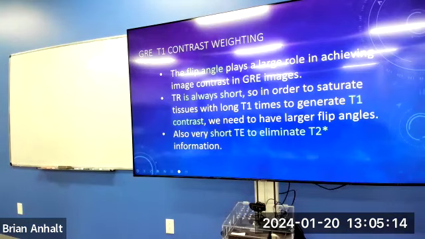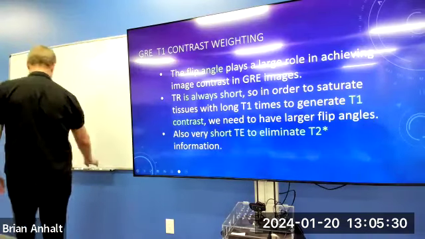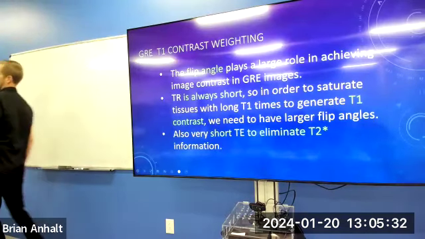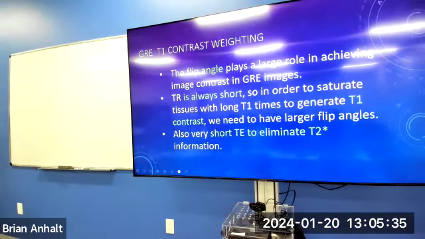If I always have a short TR, how am I going to eliminate T1 contrast? Because we just learned that a short TR gives us T1 information, right? Remember? T1 contrast comes from the fact that we've allowed some tissues to fully recover and others not to when we flip again, right? And that's done with a short TR.